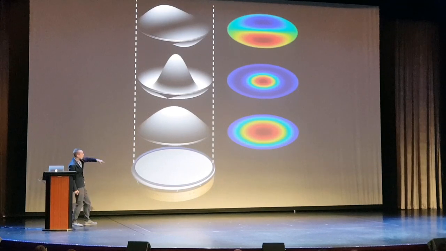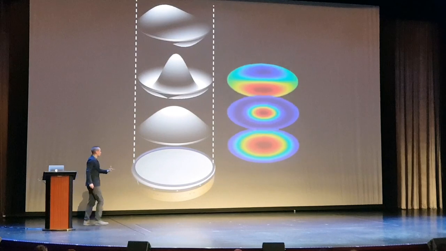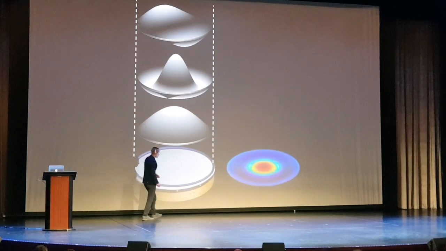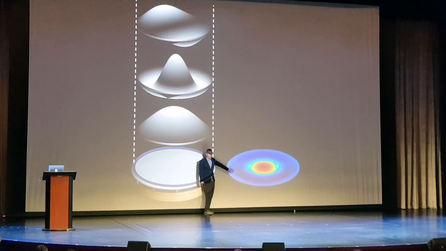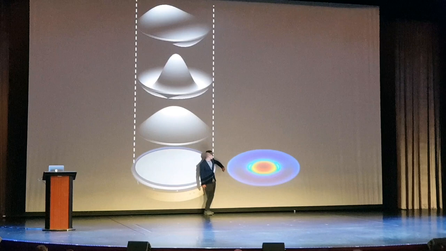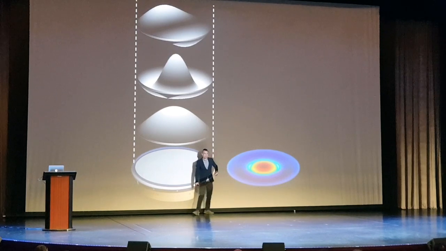What's nice about these color-coded pictures is we can stack them all together to see what the total vibration looks like on the surface of a drum. So we get a kind of pattern that looks a bit like this. And if you ever do look closely at the surface of a drum or a speaker or something like that, you'll actually see this kind of pattern.